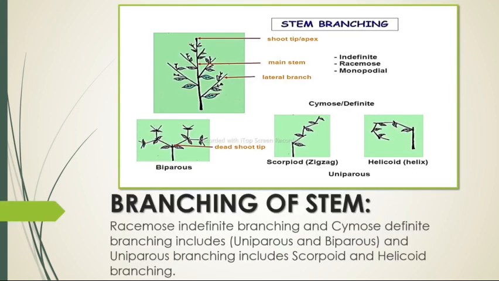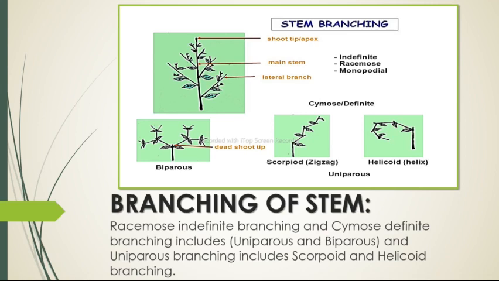So in this figure you can see the branching of the stem. The first figure is the racemose indefinite branching, and the second figure is the cymose definite branching. The cymose definite branching includes the uniparous and biparous, and the uniparous branching includes further two types, which are scorpioid and helicoid branching, as shown in the figure.